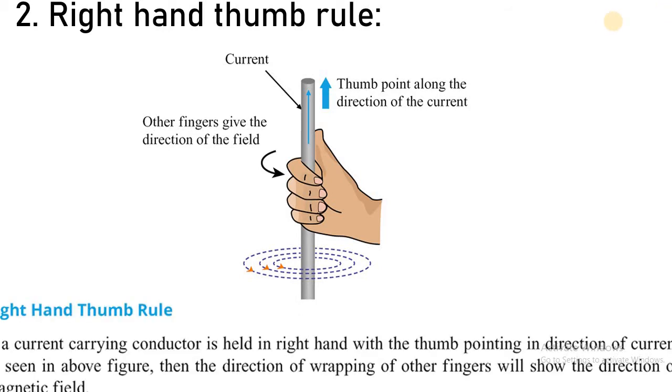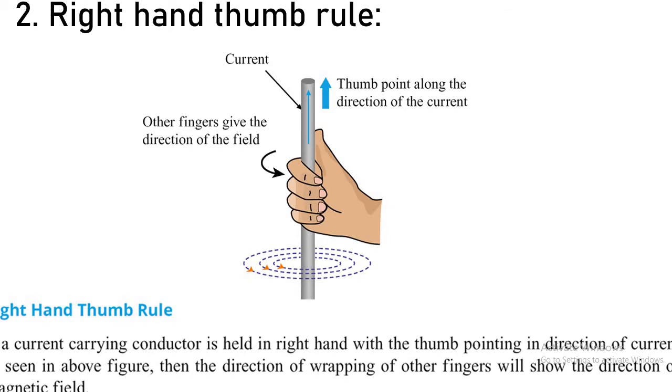So now the statement. If a current carrying conductor is held in right hand with the thumb pointing in the direction of current as seen in the above figure, then the direction of wrapping of the other fingers will show the direction of magnetic field. Only thing is what care you have to take? When you are pointing thumb upward, you should see the nails of your fingers. And when you are pointing your thumb downward, then you will not see your fingers, because your fingers will be at the back of your palm. Like that you have to apply your thumb.